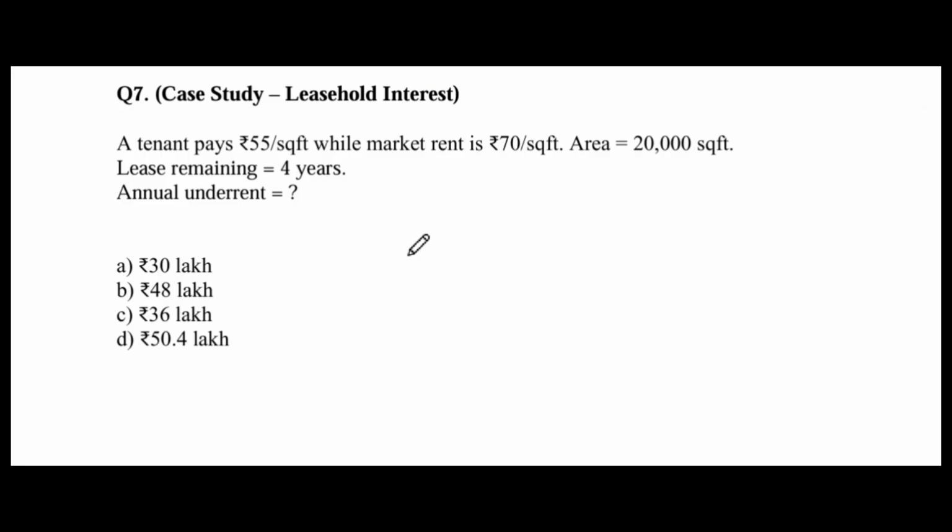A tenant pays 55 rupees per square feet, while market rent is 70 rupees per square feet. Area is 20,000 square feet. Lease remaining is 4 years. Annual under rent will be... See, the market rent is 70 rupees.